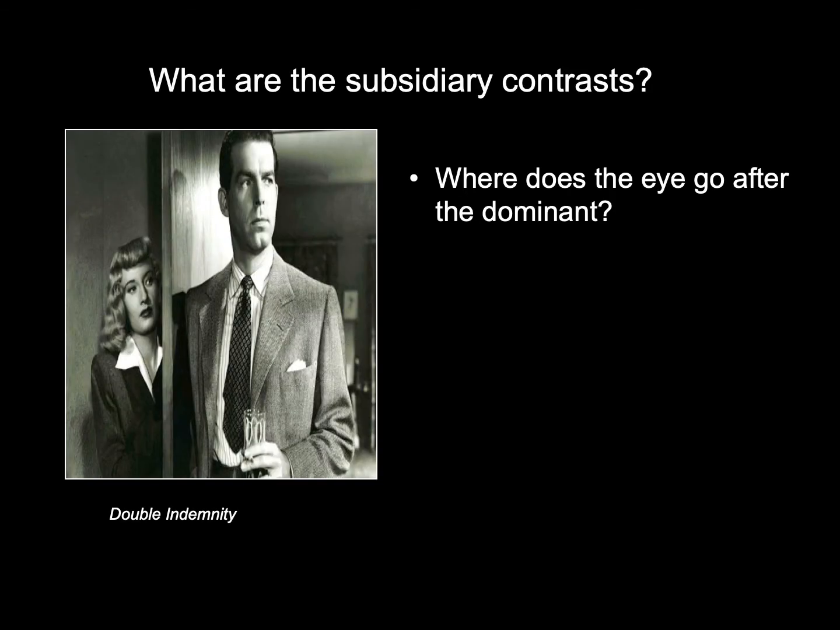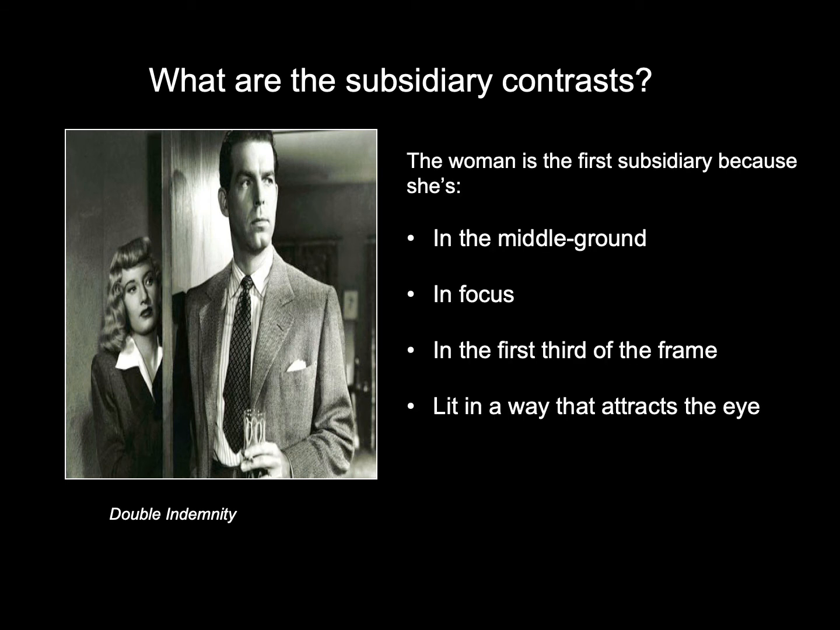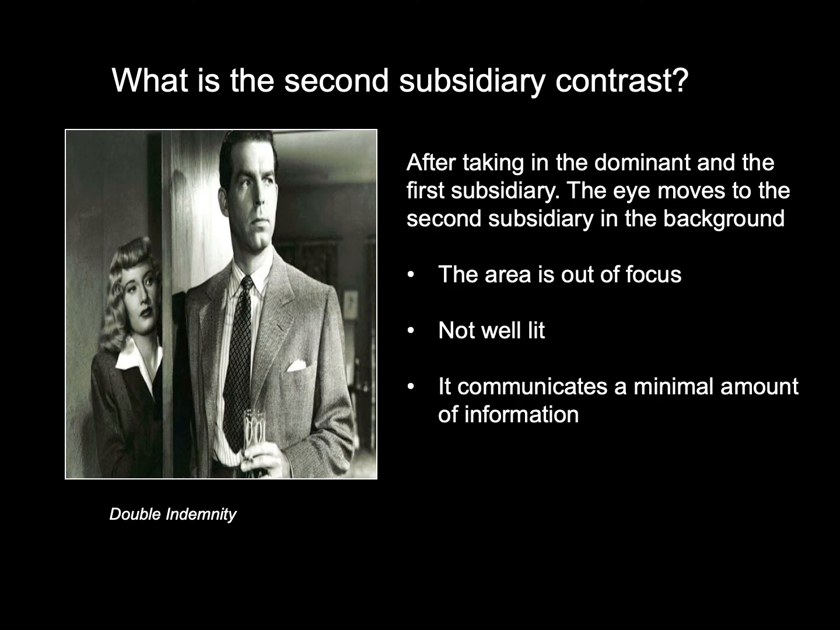What are the subsidiary contrasts? Where does the eye go after taking in the dominant? The woman is the first subsidiary because she's in the middle ground, she's in focus, she's in the first third of the frame, and she's lit in a way that attracts the eye. After taking in the dominant and the first subsidiary, the eye moves to the second subsidiary in the background. The area is out of focus, not well lit, and communicates a minimal amount of information.